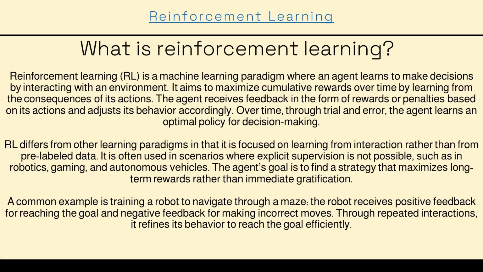A common example is training a robot to navigate through a maze. The robot receives positive feedback for reaching the goal and negative feedback for making incorrect moves. Through repeated interaction, it refines its behavior to reach the goal efficiently.